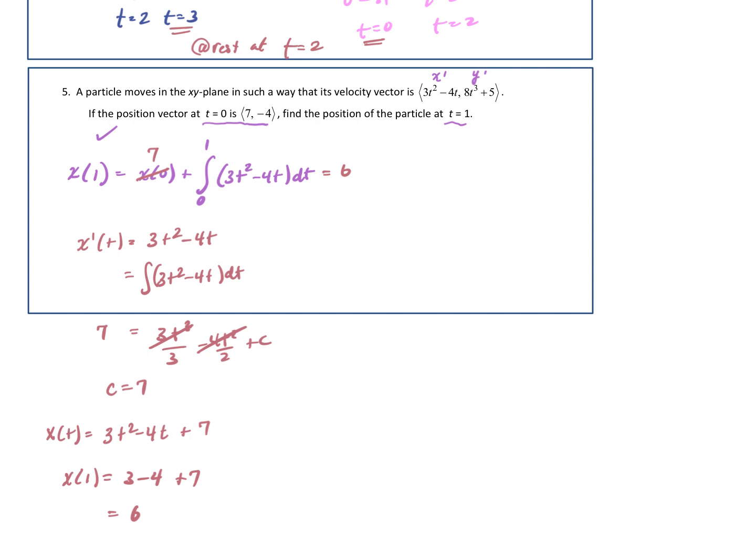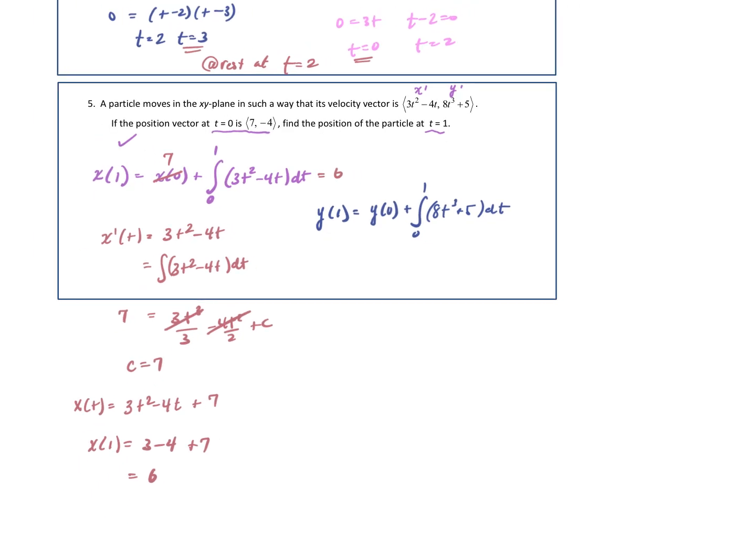So if we want y of 1, it's going to be y of 0 plus the integral from 0 to 1. Now I'm going to put the y component on the inside. So 8t cubed plus 5 dt, okay? And then we know y of 0 is negative 4. Integrate it, plug in the values, you should get 3, okay? So my position at t equals 1 is going to be 6, 3.